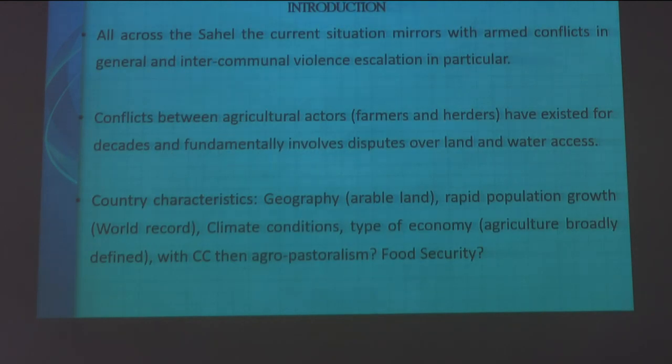In the introduction, we said that all across the Sahel, the current situation is mirrored with armed conflict in general and intercommunal violence escalation in particular. And hence, conflict between agriculture actors, which we define as farmers and herders, has been there for, say, a lifetime. But fundamentally, it involves dispute over land and water access. In countries like Niger, with geographical conditions like limited arable land, rapid population growth, and naturally harsh climate conditions, climate change resulting in variability of climate parameters is going to hamper agropastoralism, and therefore food security.